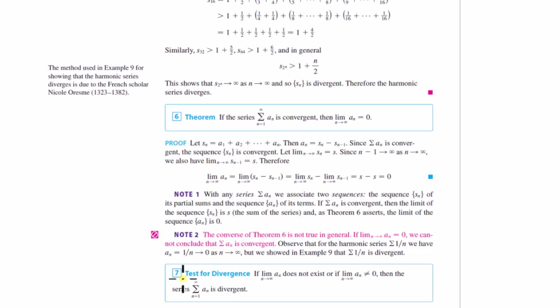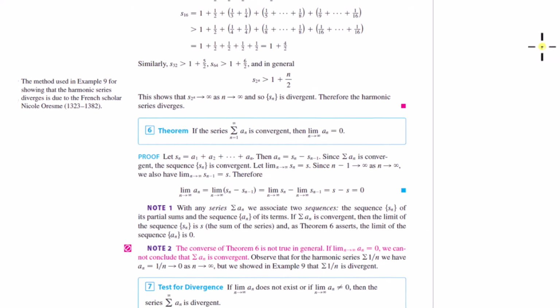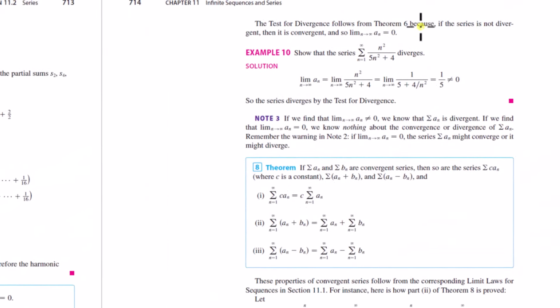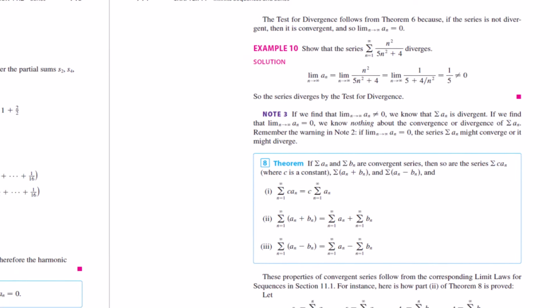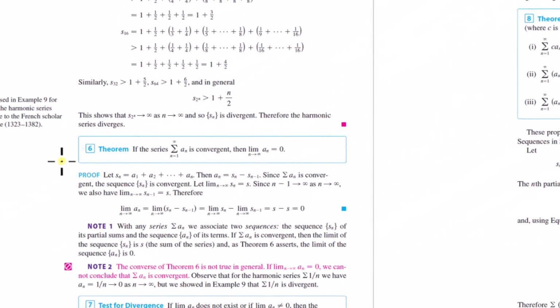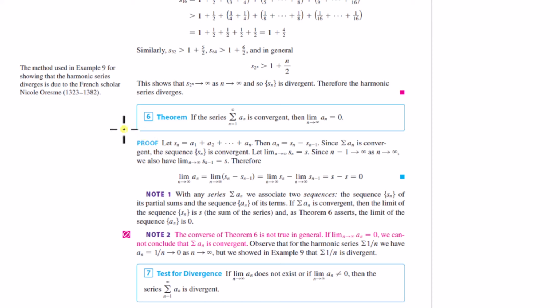And the reason this is true is because, like they say here, the test for divergence follows from Theorem 6. If the series is not divergent, then it's convergent. It's kind of interesting. This is kind of mathy stuff, but there's only two possibilities. The series is either convergent or divergent. So if the sequence doesn't converge to zero, then the only other options are that it's going to be divergent or converge to something that's not zero. But this theorem says that the only way for the series to be convergent is that this has to be the case. So this test for divergence is saying that, okay, if that's not the case, then it has to be divergent. That's the only other option.